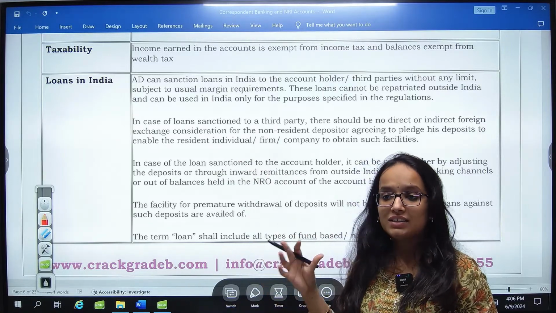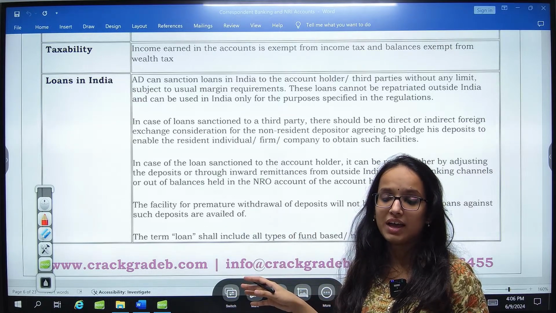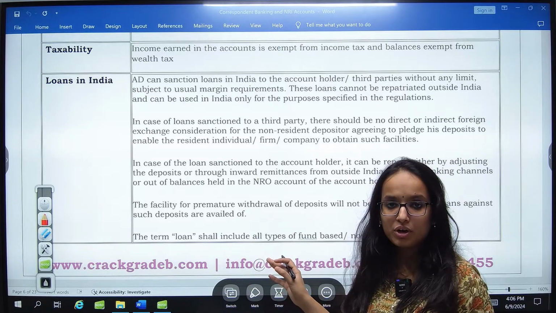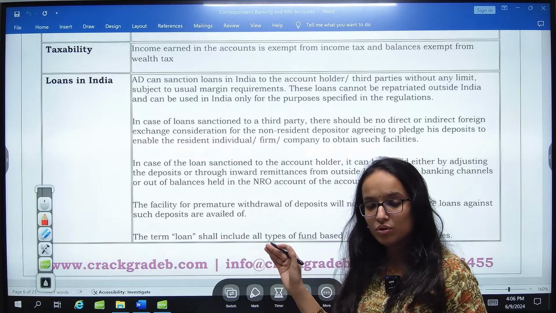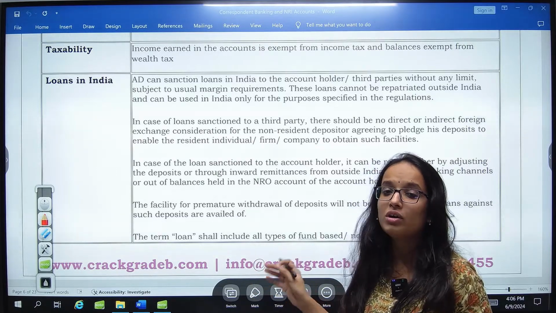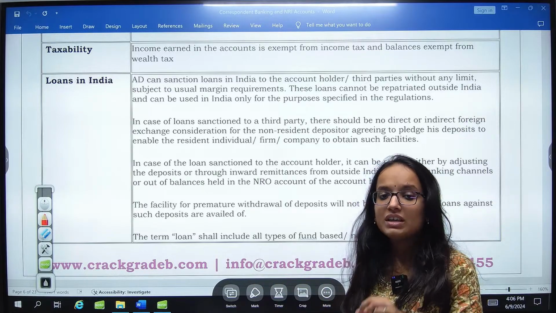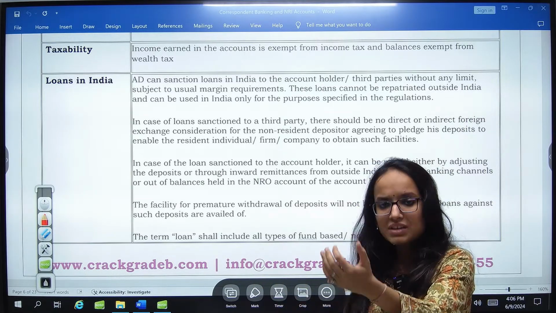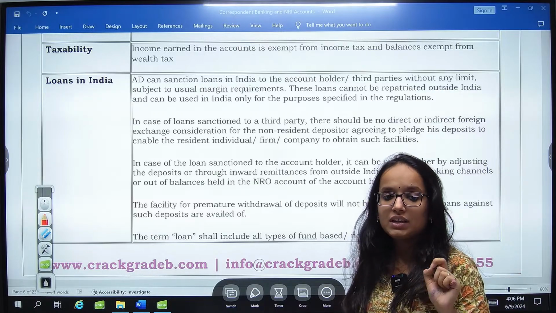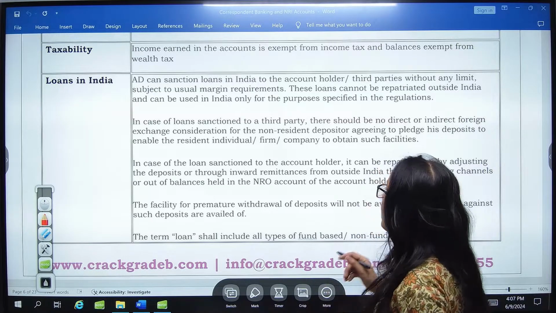You cannot send this amount outside India, taken as loan from this FCNRB account. Getting my point? So any FCNRB account holder getting a loan from any authorized dealer in India cannot repatriate it. So it is not completely repatriable. These loans cannot be repatriated. Normal funds can be, but loans taken as an FCNRB account holder are non-repatriable. Remember this, this is important, okay.